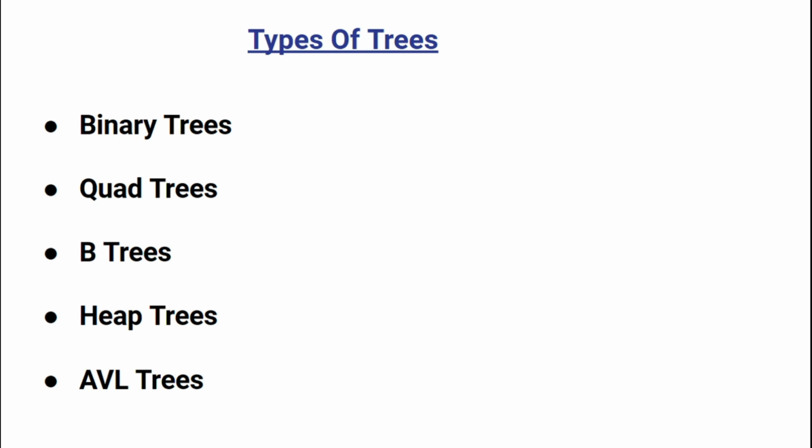Next up, we have the quad trees. As the name suggests, each non-leaf node has four children, so it's not like the binary trees. Next, we have the B trees. Unlike the binary trees, the B trees can handle large amounts of data. That means the range for its children is not limited to a particular rule. It can have as many children as possible, and it is also self-balancing. That means it balances itself, and all the leaf nodes remain on the same level.